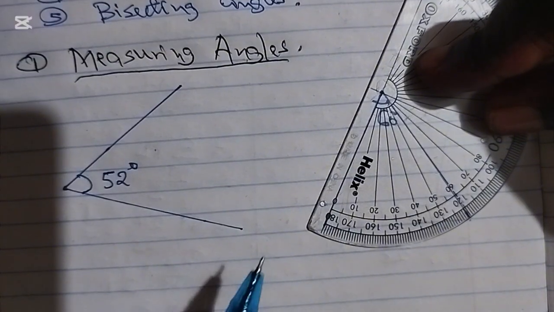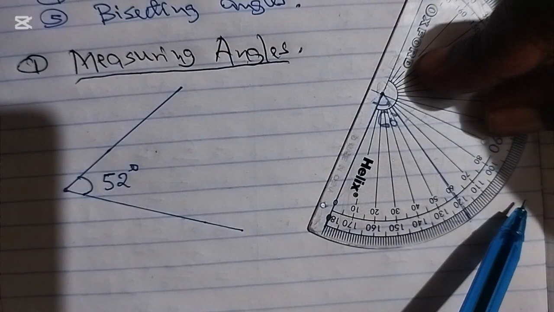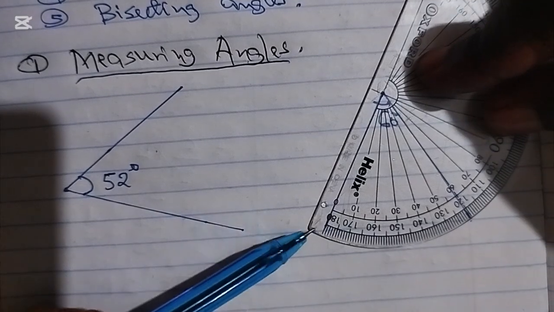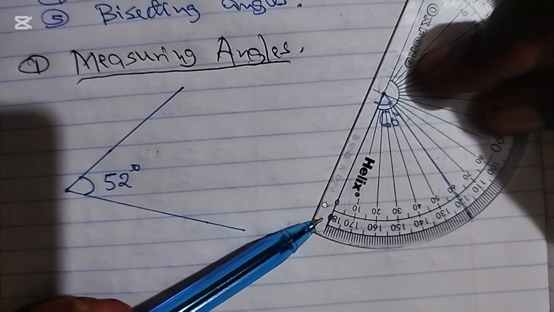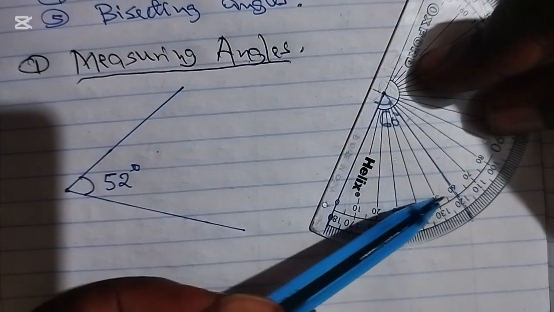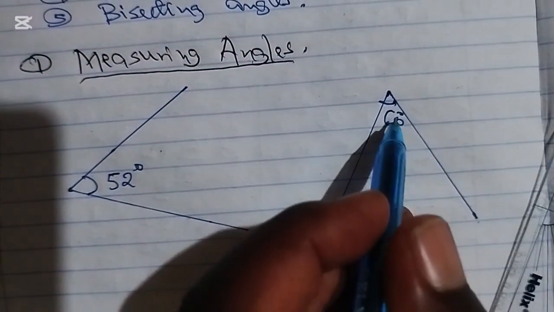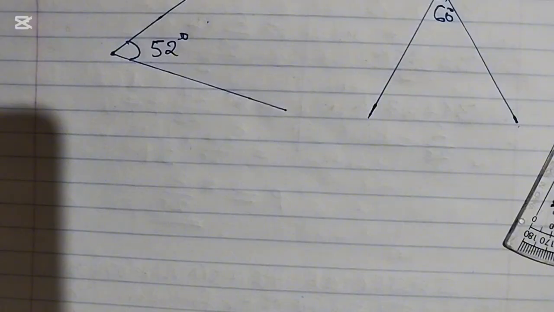Once I've positioned my protractor that way, I can now read. You can see I have to read from here, the beginning, going that way in the anti-clockwise direction. If I use the outer scale, it begins with 180, which is wrong. I have to use a scale that begins with 0. That is the inner scale. You can see it goes all the way to the 60 mark. So that means that angle is 60. Basically, that's how you measure angles.